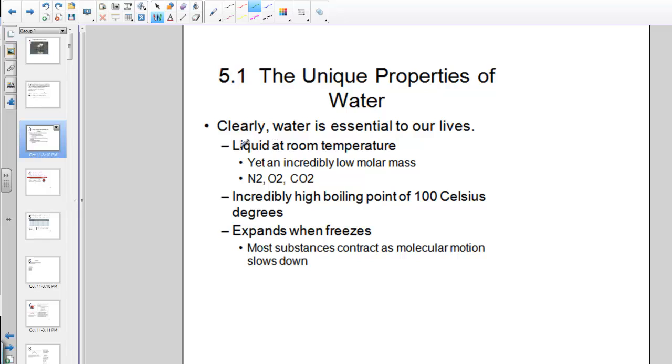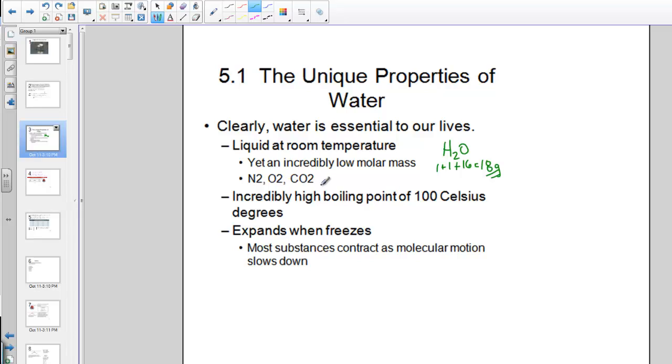It is a liquid at room temperature, which is actually very unusual for such a low molar mass. What do we mean by that? Hydrogen and oxygen. We know from the periodic table that oxygen and hydrogen, when added together, give us a molar mass as follows. We have 1 as the atomic weight of hydrogen, plus another hydrogen, plus the atomic weight of oxygen, which gives us a sum of 18 grams per mole. The molar mass of water, 18. It's a very low number.